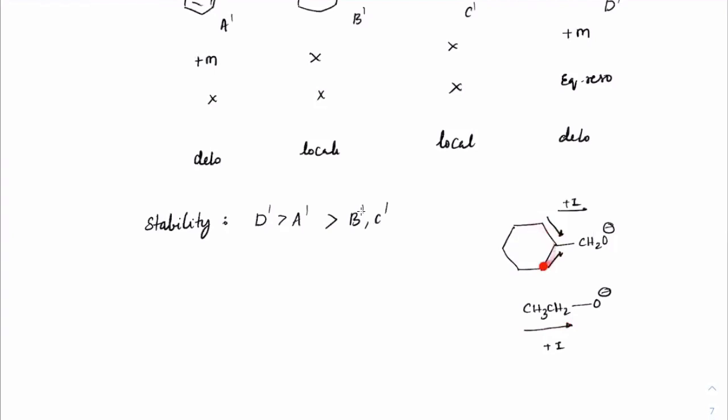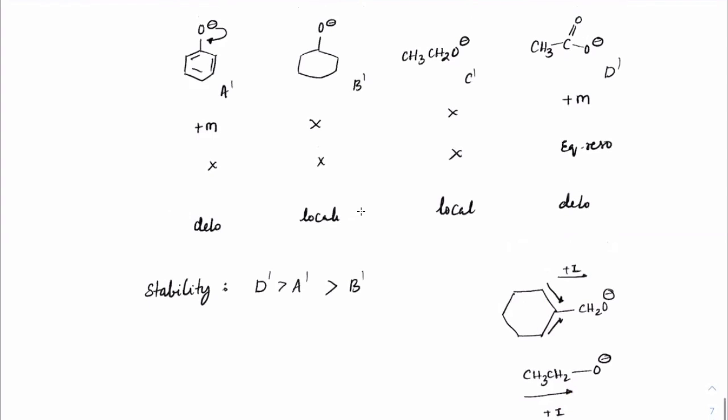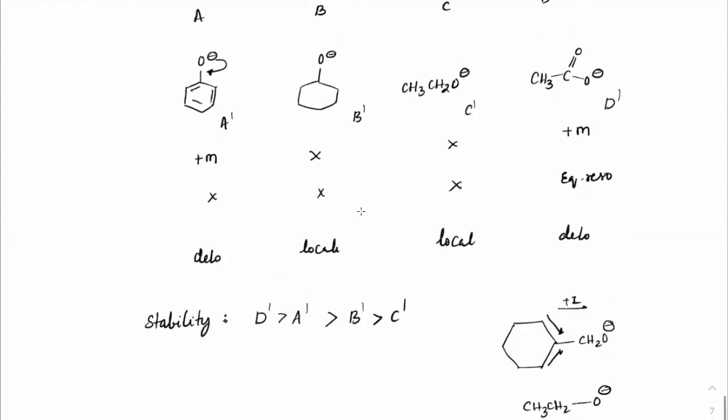When inductive effect comes from a restricted bond, the movement of electrons would be less. If it is coming from a non-restricted bond, the flow of electrons would be easier. So plus psi of this would be more as compared to that of plus psi of this. Correct? So which one will be more stable here? So we can say that B dash is more stable compared to that of C dash.